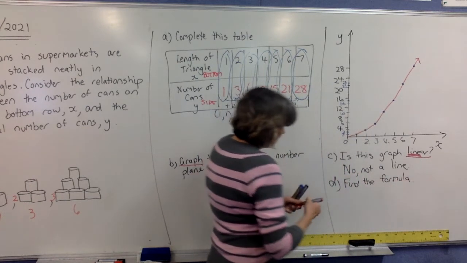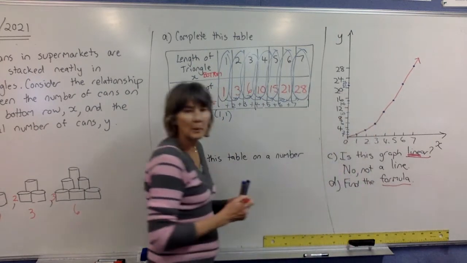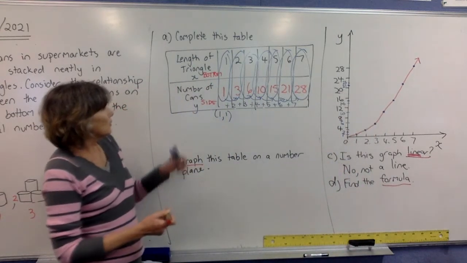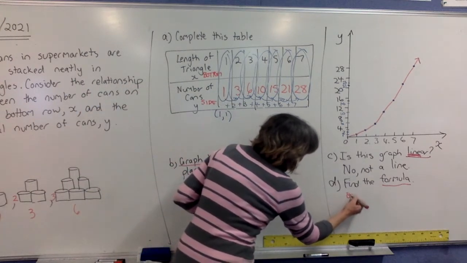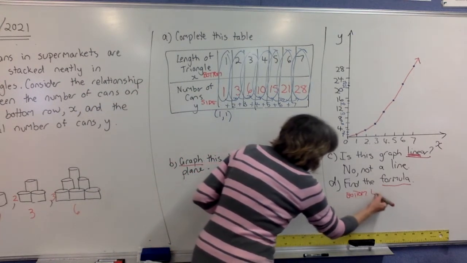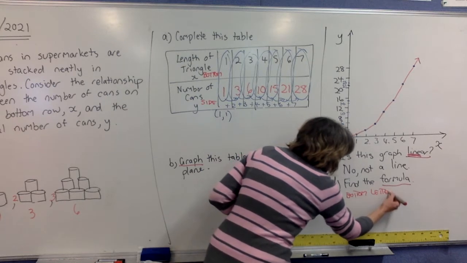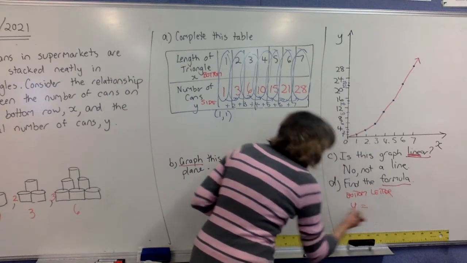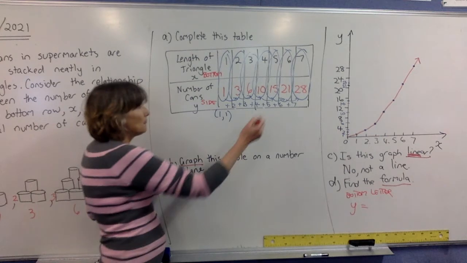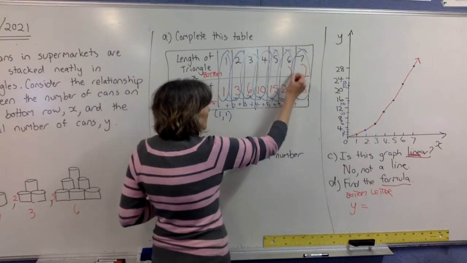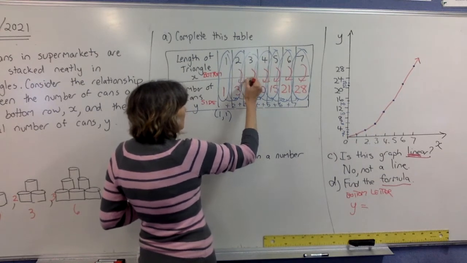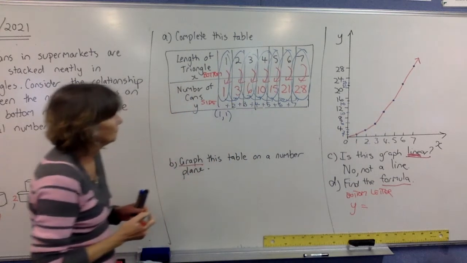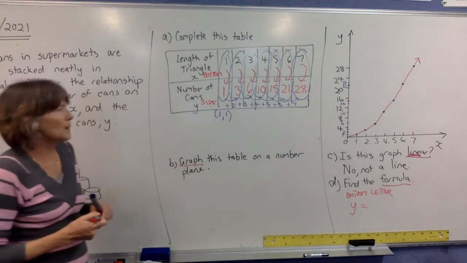All right, so we're going to go back to our table for a moment. And remember, when we're doing our formula, the bottom letter goes first. Okay, so our bottom letter is Y. So we're going to start our formula with Y equals. Now, we're going top to bottom, top to bottom, to try and work out what's happened here. Can we find a formula?